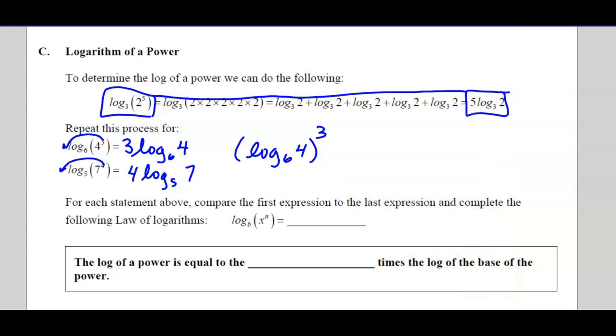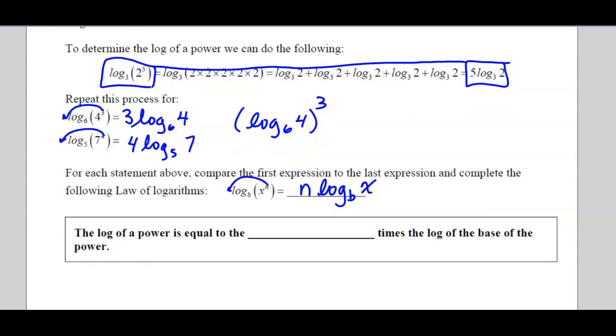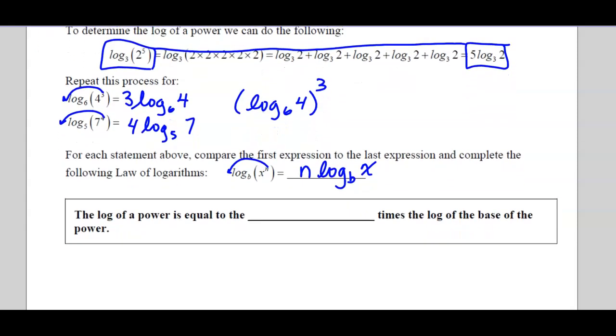Okay, so for each statement above, compare the first expression to the last and complete the following law of logs. So here, I'll leave a bit more space. So that n goes in front, log base b of x. So the log of a power is equal to the exponent times the log of the base of the power. And sometimes we actually do the opposite of this more frequently.